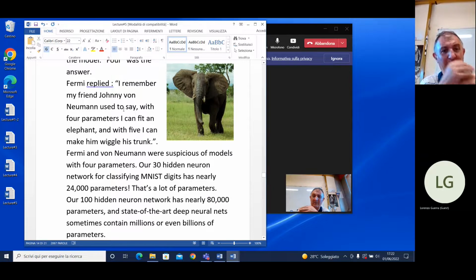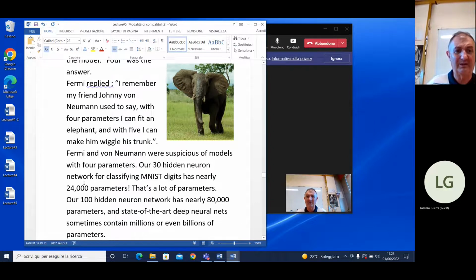Fermi replied, I remember my friend Johnny von Neumann used to say, with 4 parameters, I can fit an elephant in the system. And with 5 parameters, I can make him wiggle his trunk, wiggle the trunk in all directions. Too much space for 5 parameters. Fermi and von Neumann were suspicious of models with 4 parameters.